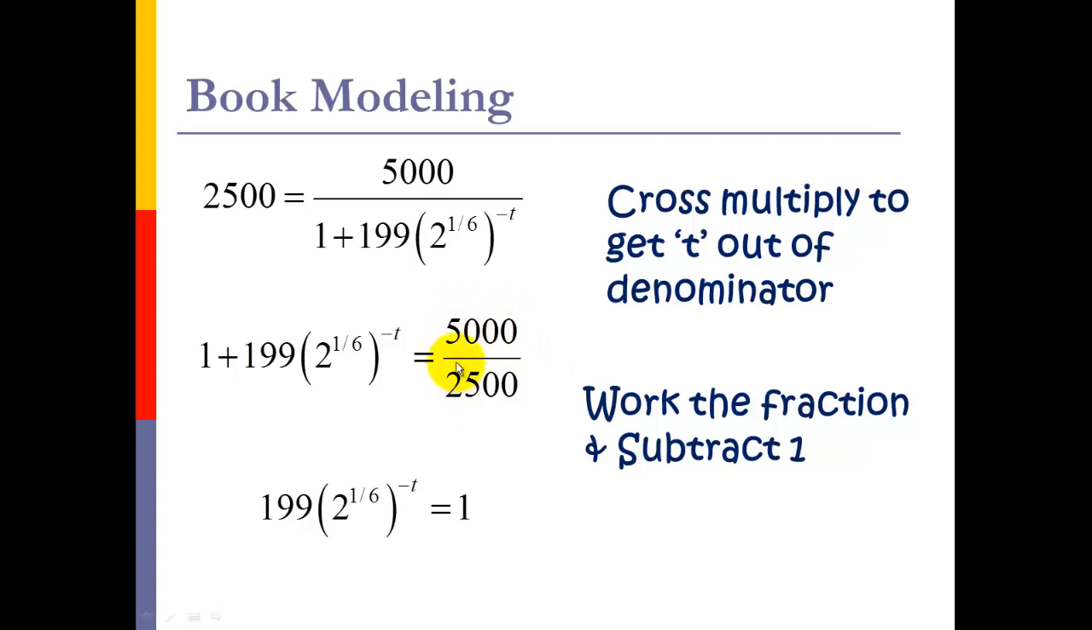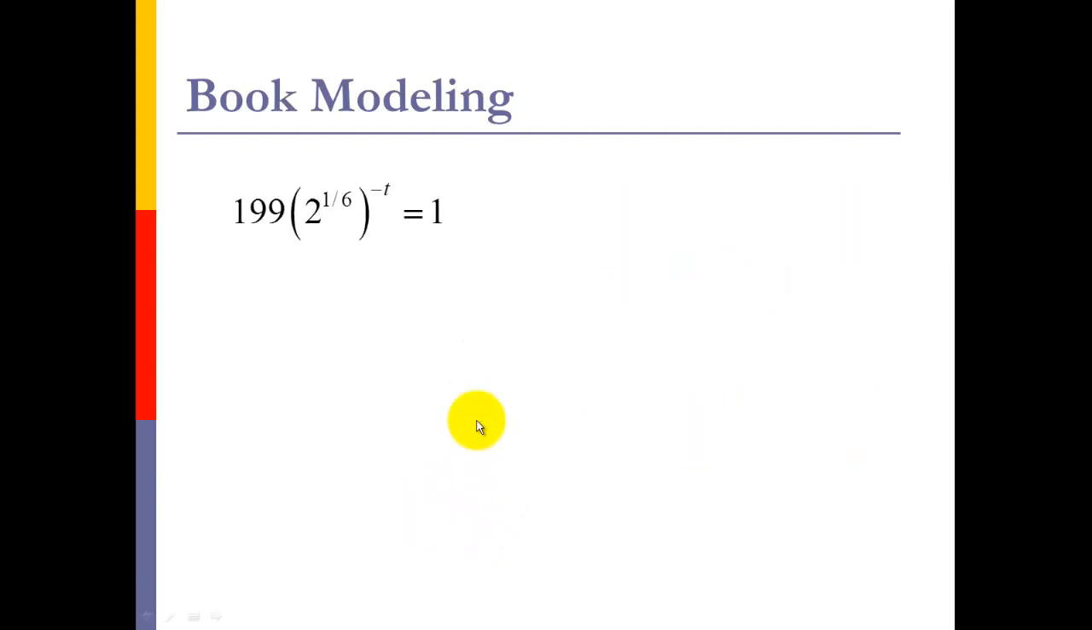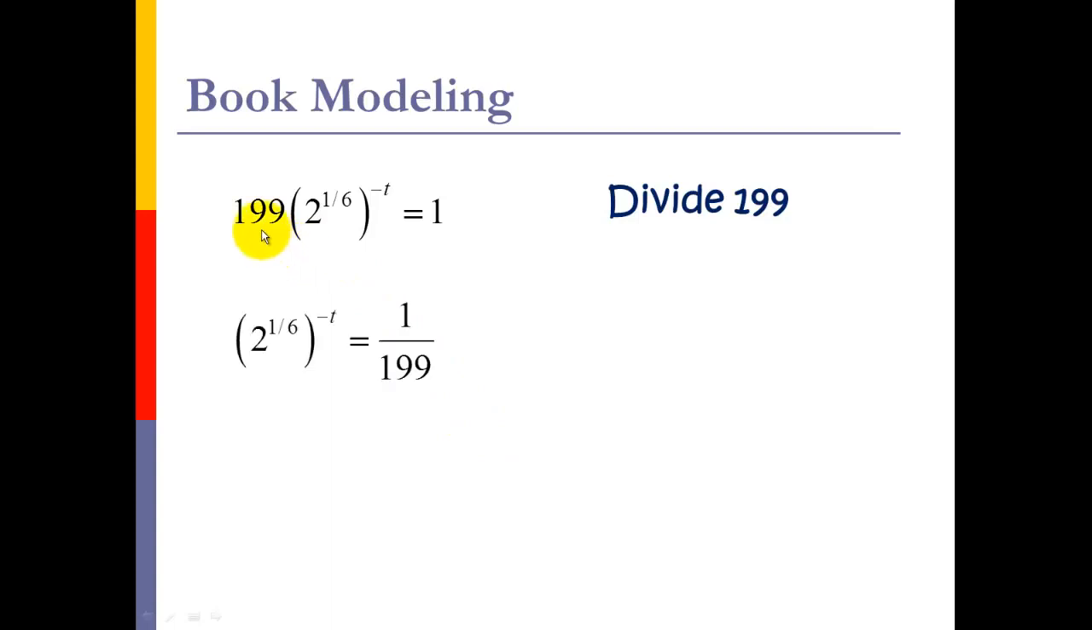When you do this, you get 5,000 divided by 2,500. That's 2. Subtract the 1, and that's where this 1's coming from. So it's 2 minus 1 here. Next stage is let's divide both sides by 199. Pretty straightforward that way.